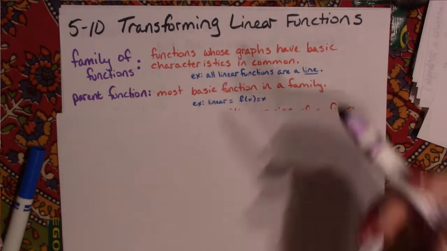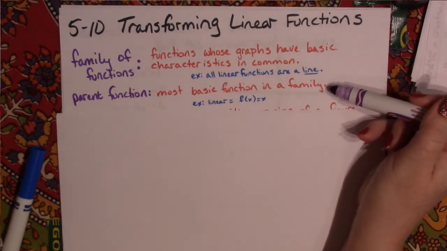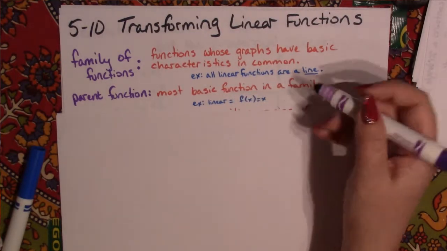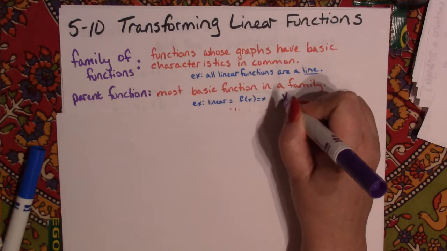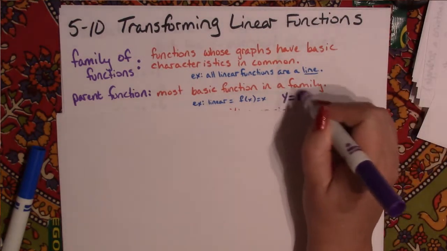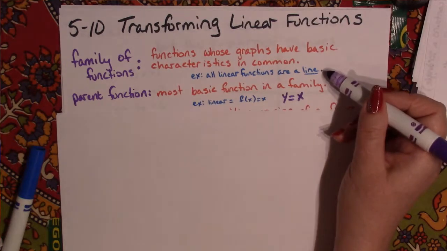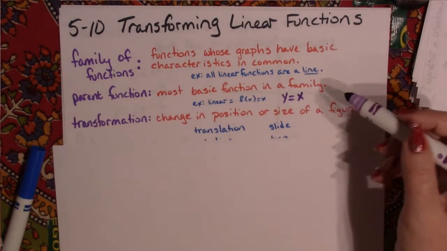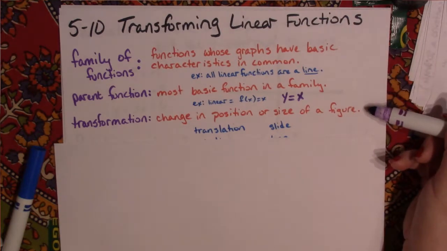The parent function is the most basic function in a family, and our parent is going to be the easiest linear line, which is y equals x. This is the most basic function of our linear family. A transformation is a change in position or size of a figure.